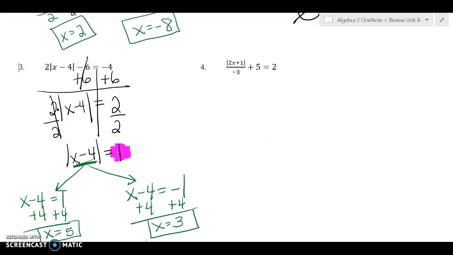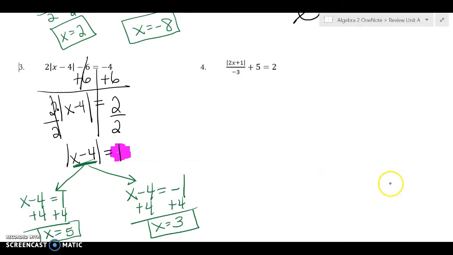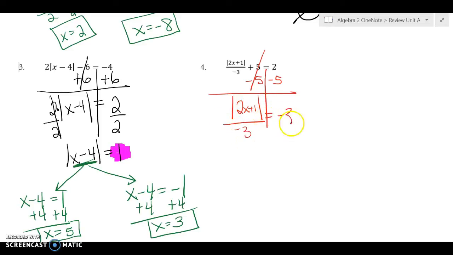All right, last one. And again, first thing you have to do is you have to get rid of the outside stuff. And so the first thing I'm going to get rid of is this 5 by subtracting 5 on both sides. And so now I have the absolute value of 2x plus 1 over negative 3 equals negative 3.